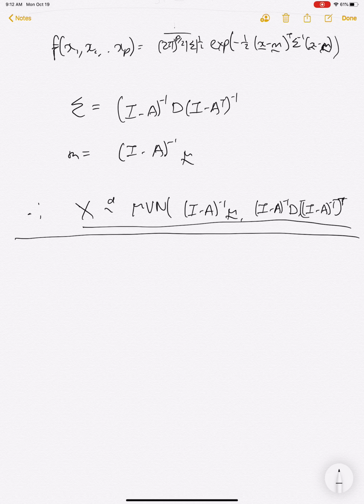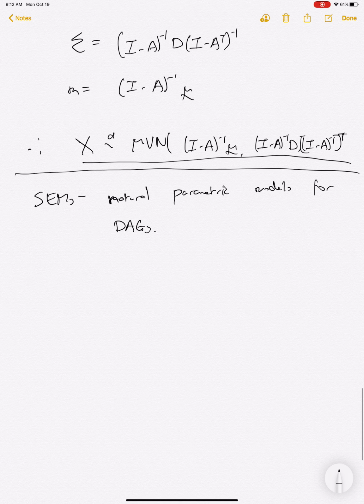So just to summarize a little bit, SEMs are natural parametric models for DAGs, and the graph structure is encoded in the parameters A_kj. So clearly, if A_kj is 0, that means there's no edge, and so on.